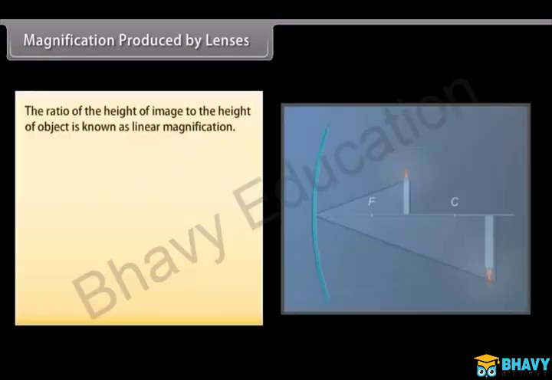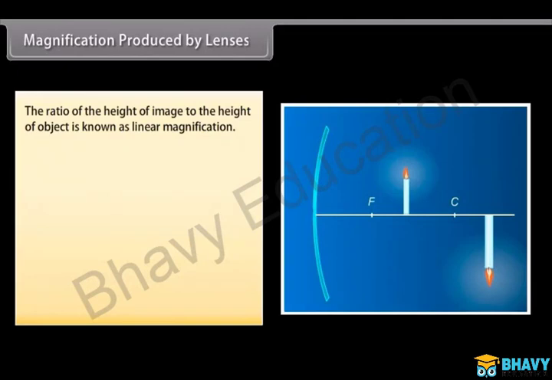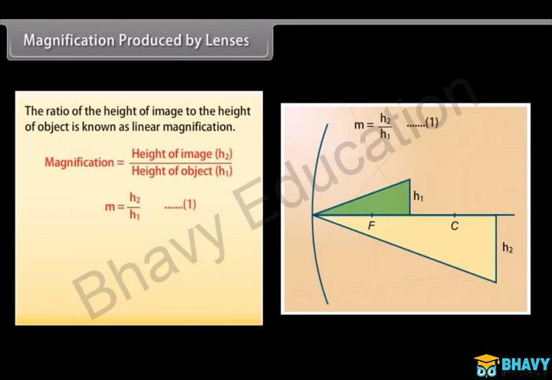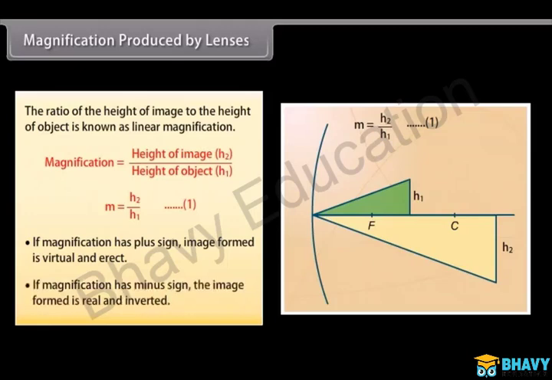Magnification produced by lenses. The ratio of the height of image to the height of object is known as linear magnification. Magnification is equal to height of image h2 upon height of object h1. m = h2/h1, which is equation 1. If magnification has plus sign, image formed is virtual and erect. If magnification has minus sign, the image formed is real and inverted.